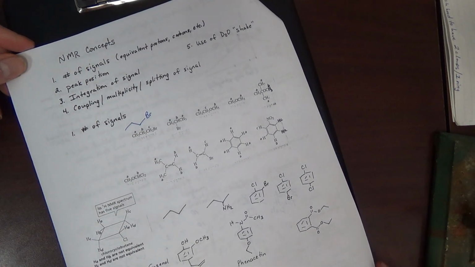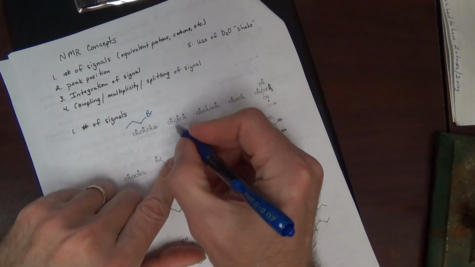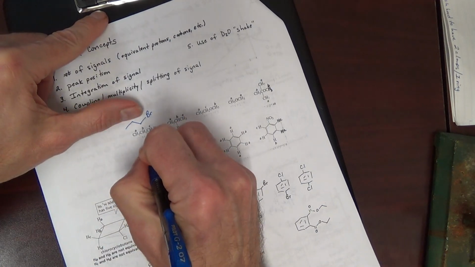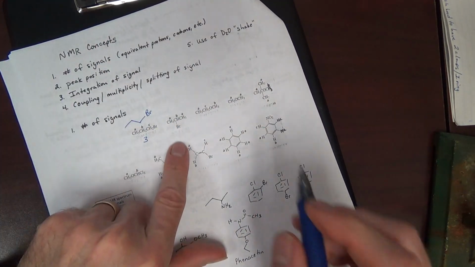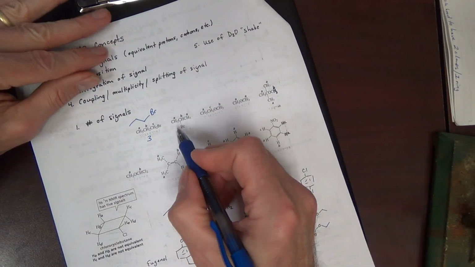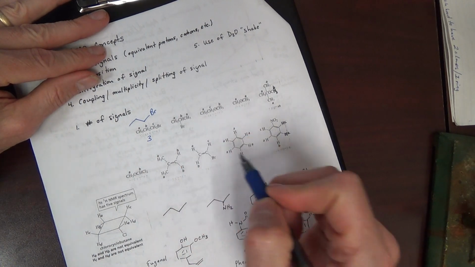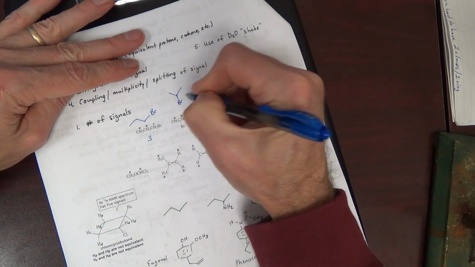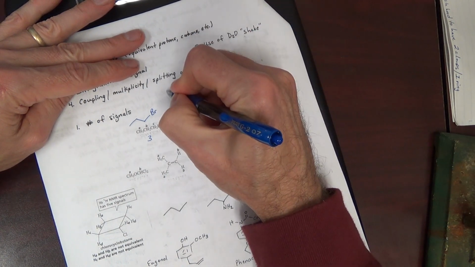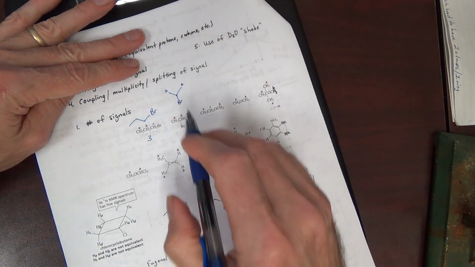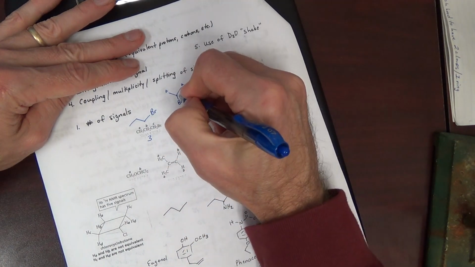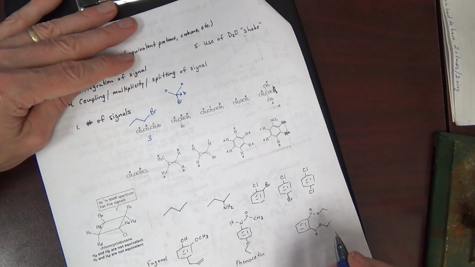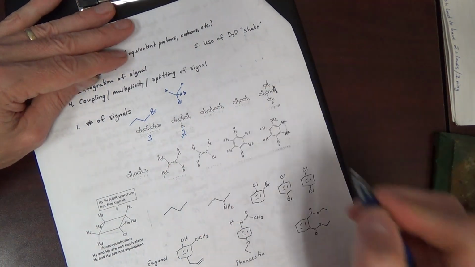Let's concentrate on number of signals. This compound, 2 signals, so that's 3. You can barely see that there. That's 3 signals. 2 signals here. We have symmetry. The 2 CH3s are identical. We can draw this compound like this. That's A and A. We're looking at CH3s. And then this H here, that would be B. All right, 2 signals.